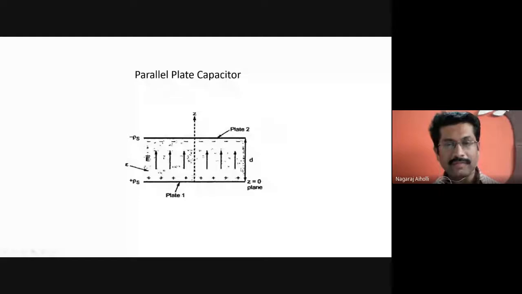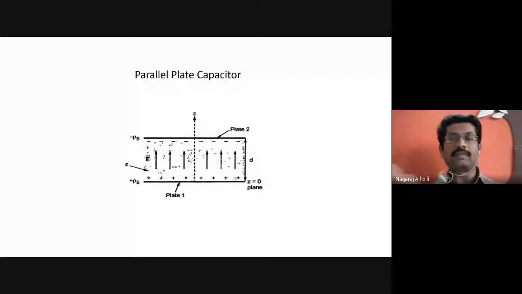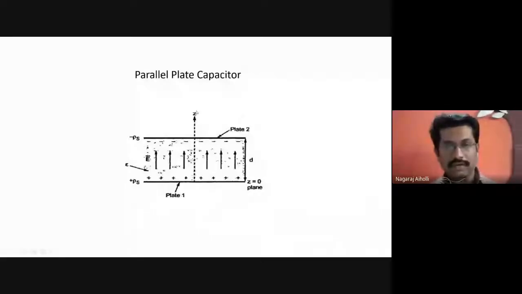Then the electric field intensity, let it be E bar. It is perpendicular to the plates. The distance between the plates is small d, and plate 1 is on the xy plane. If you consider the room where you are sitting, the floor of your room is the xy plane, the zero plane. Another plane we are considering at some distance d along the z axis, that is for plate 2.